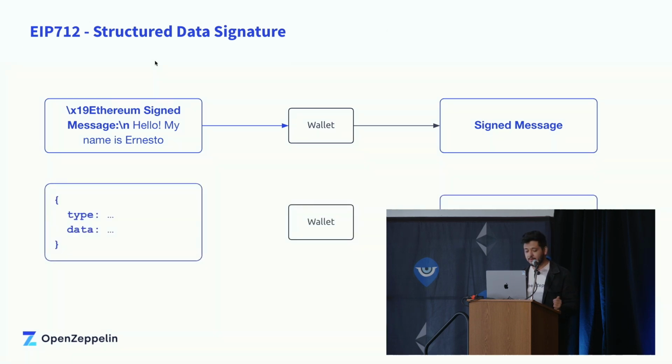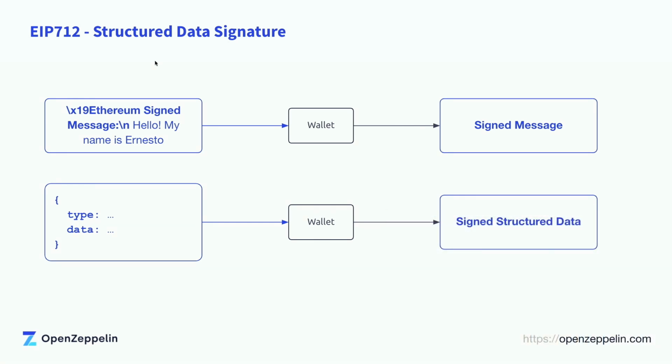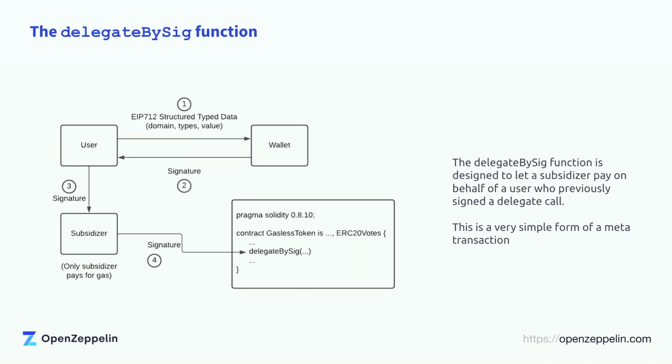So that's why we have this shape of data that you can use in order to sign structured data. Basically, it is a way in which you use your wallet to sign some sort of message that is structured in a specific way. So for this particular case, this is the workflow. First, you as a user sign a message with the domain separator and some technical things regarding the call of the delegate by sig function.